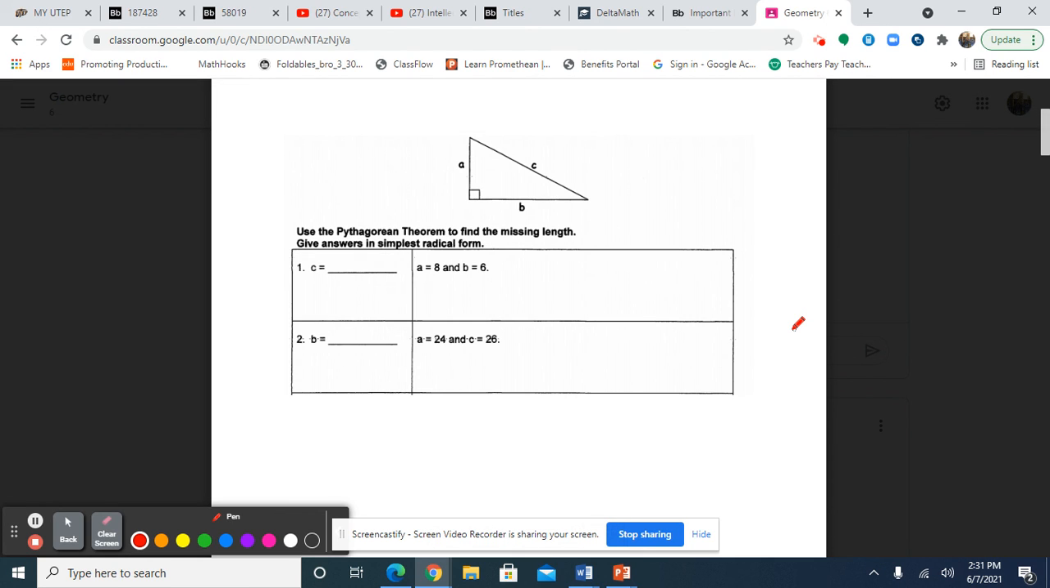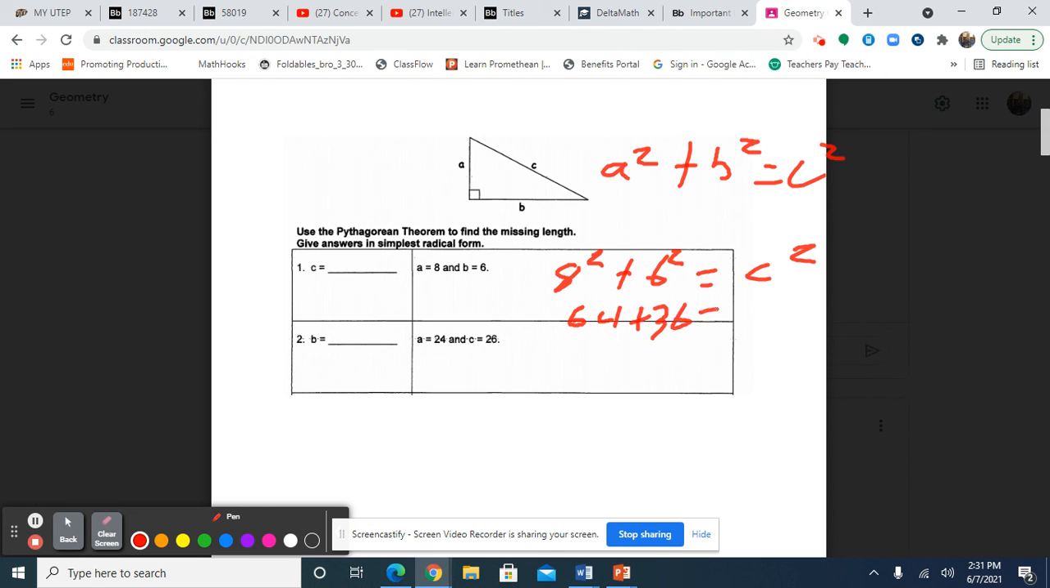Now we're gonna use the Pythagorean theorem to solve this. So we got a squared plus b squared equals c squared. So 8 squared plus 6 squared equals c squared. We take 8 squared is 64. 6 squared is 36. When we add those together, we have 100. Take the square root of both sides to solve for that, and the square root of 100 is 10.